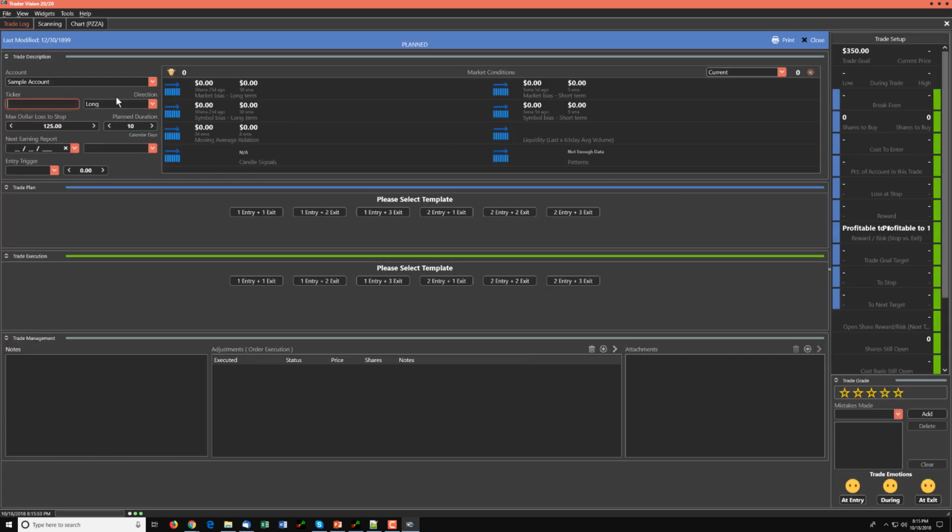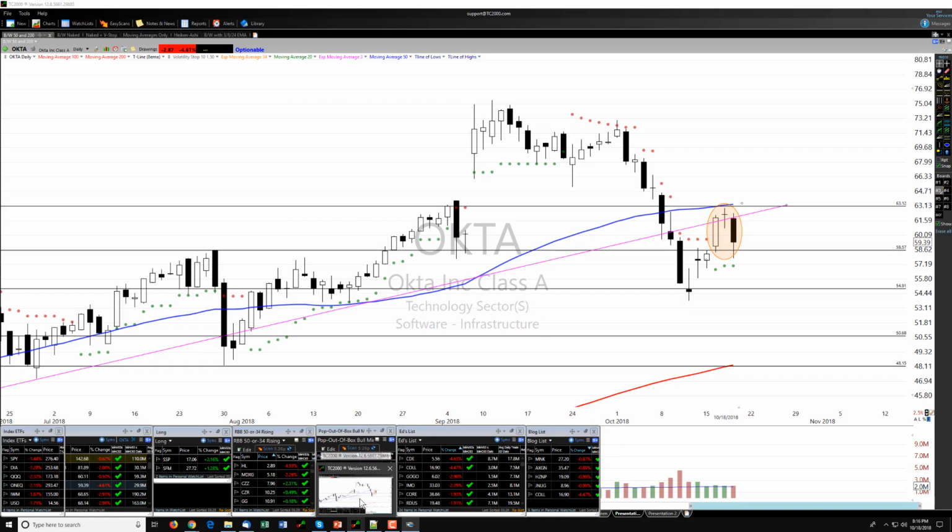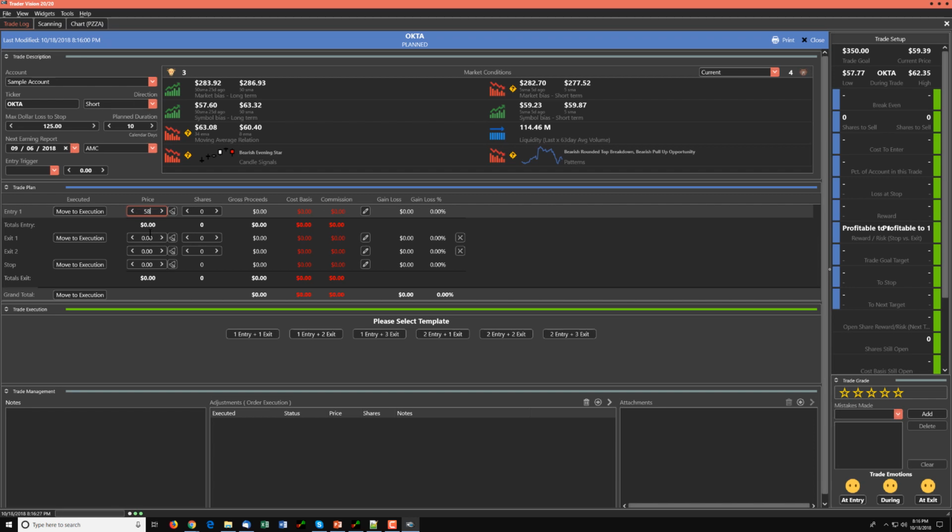Let's change this to short. OKTA. Got 3 bullish, 4 bearish. And we might even have a little bit more time here on this one, probably to the 1st of December. 1 entry and 2 exits. What did I say? 58. $58, $55 maybe, with a stop.